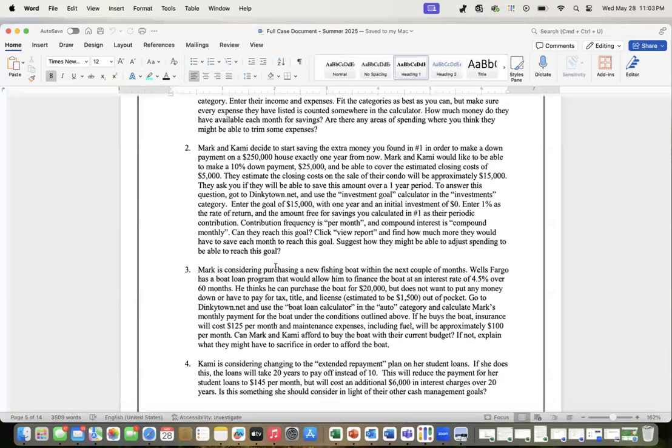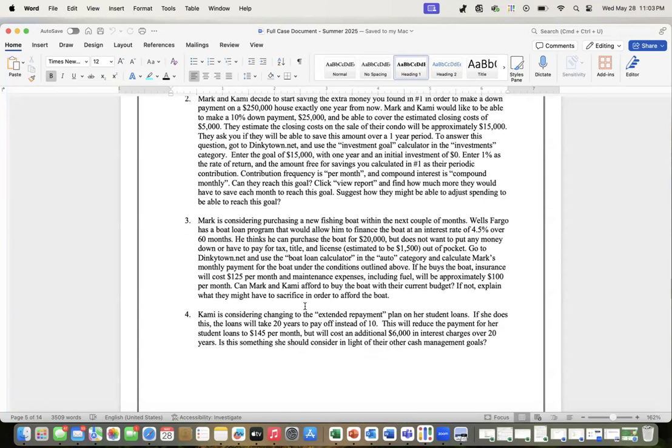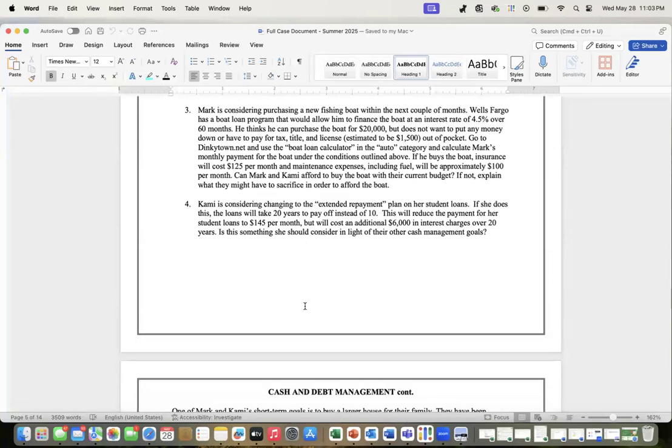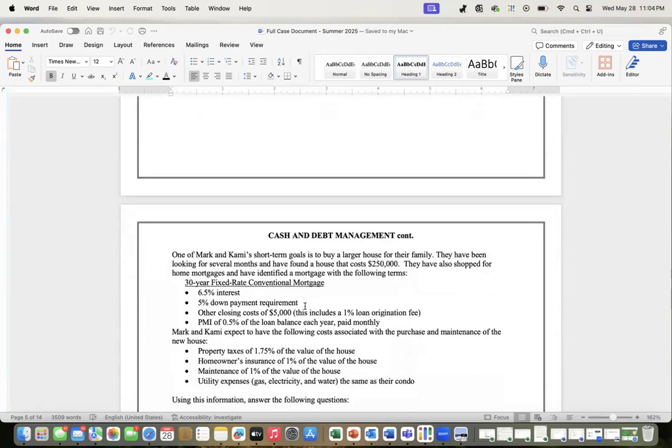Okay, so in number 2, suggest how they might be able to adjust spending to reach this goal that we're analyzing. With question 3, can Mark and Cami afford to buy a boat? If not, explain what they might have to sacrifice to be able to afford that boat. So all of these assignments will have the analysis portion and then some evaluation and thought that goes into really understanding what they're looking at in terms of the analysis that they performed and how it relates to their plan as a whole. The cash and debt management section is the only one that has 2 assignments.